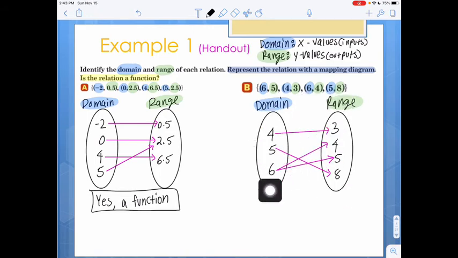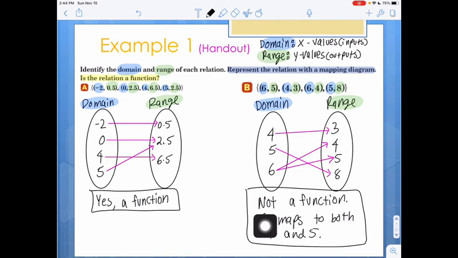So again, let's check our inputs, our domain. Let's see how many arrows we have coming from each one of these. So 4 only has one, 5 only has one. However, if you notice, 6 has a split. 6 goes to 4 and 5. If we want this to be a function, the input can only have one output. So since the input 6 has two outputs, this is not a function. So we would say that part B is not a function because 6 maps to both 4 and 5.